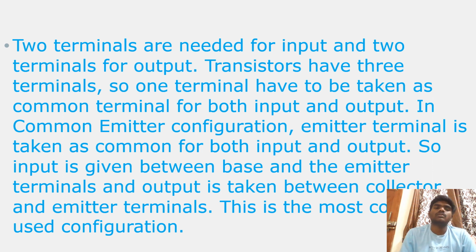And now, when two terminals are needed for the input and two terminals for the output, the transistor has three terminals, so one terminal has to be taken as a common terminal for both input and output. In the common emitter configuration, the emitter terminal is taken as common for both input and output. So input is given between the base and emitter terminals, and the output is taken between the collector and emitter terminals. So this is the most commonly used configuration, that is the common emitter transistor configuration.